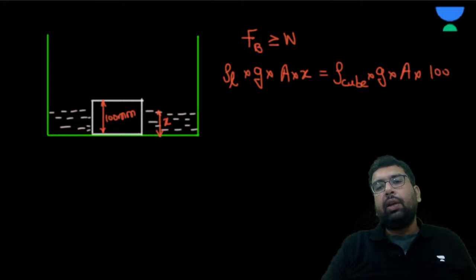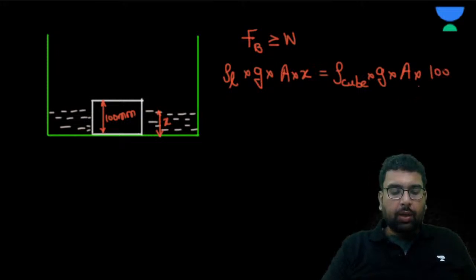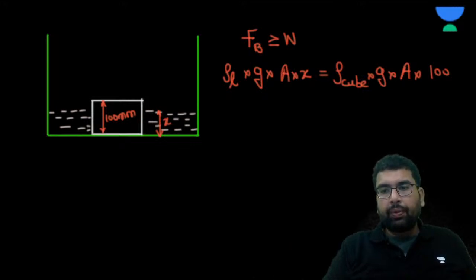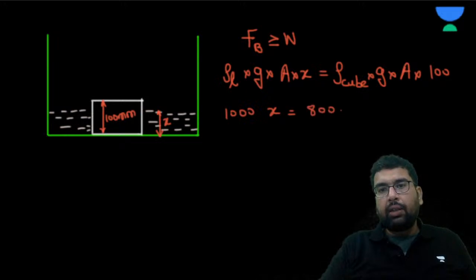Do you agree? Volume of a cube will become L cube only, right? Yes or no? Okay. So now what is the density of liquid, sir? It is 1000. Area and g will be cancelled out. It is x. This is going to be the density of the cube. This is 800, and this is going to be into 100. So what we are getting from here? We are getting x is equal to 80 mm.